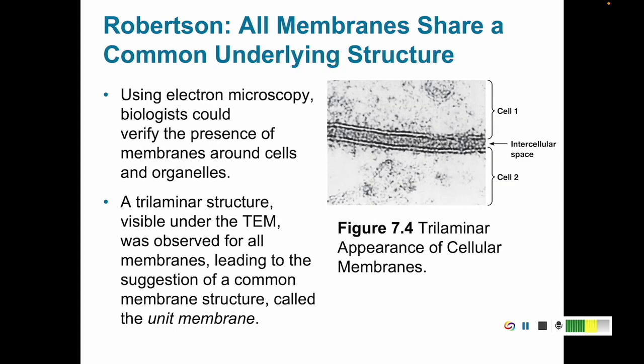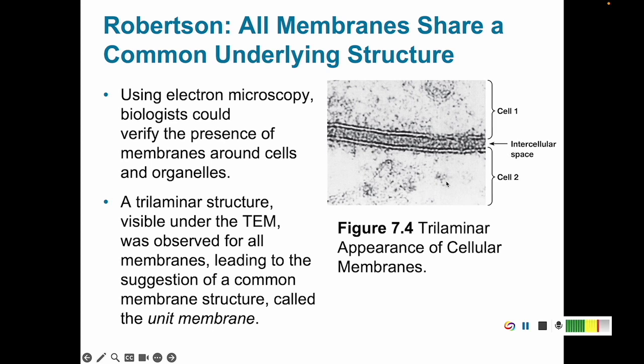Eventually, we had electron microscopes developed, and at this point, we could actually view the plasma membranes. So it wasn't until electron microscopy was available that we could actually physically verify that there was an actual plasma membrane around cells and around organelles. And when we started looking at the cells, we saw here's the first cell, here's its phospholipid membrane, then there's an intercellular space, and then there's the other phospholipid membrane and the second cell. This is called the trilaminar appearance because it looks like a layer, and a layer.